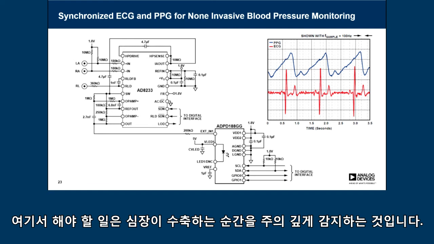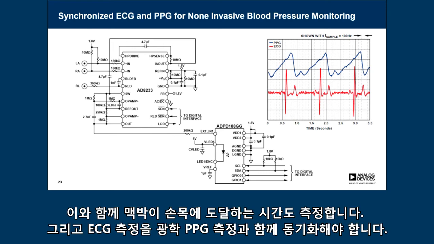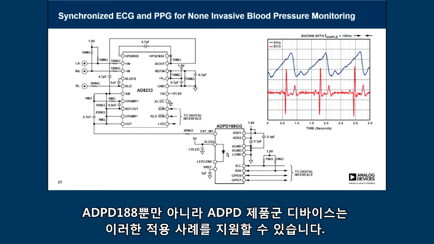So what you need to do is to detect carefully the moment that the heart contracts, and in relation to that you measure also the time that the pulse is arriving in the wrist. So what you need to do is to synchronize an ECG measurement together with an optical PPG measurement. And the ADPD-188, for instance, but also the other ADPD family devices, can support this use case.